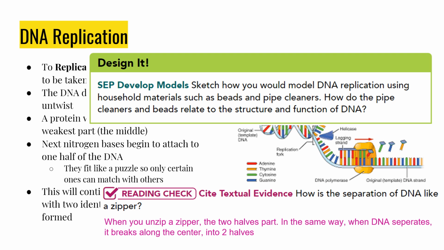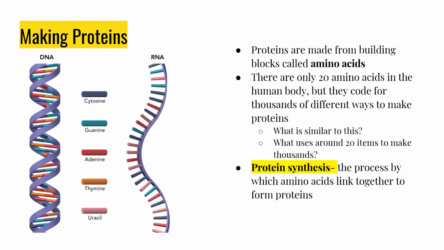All right, also, we have the design it. So you need to sketch how you would model DNA replication using household materials such as beads and pipe cleaners. How do the pipe cleaners and beads relate to the structure and function of DNA? So remember that you're using something as your nitrogen bases, or your adenine, thymine, cytosine, and guanine, and then you have something that's your phosphate backbone for that, which would probably be your pipe cleaner. So make sure that you draw an image and label everything in that, please.